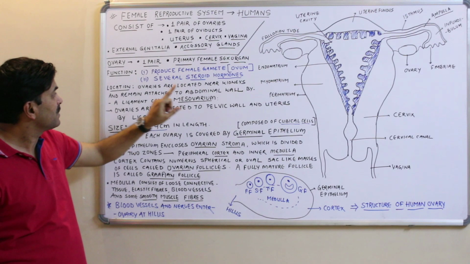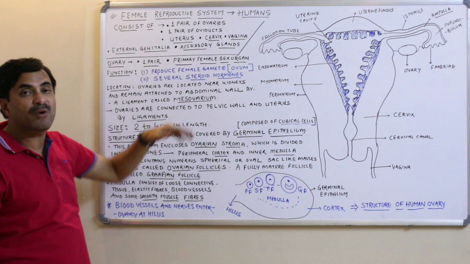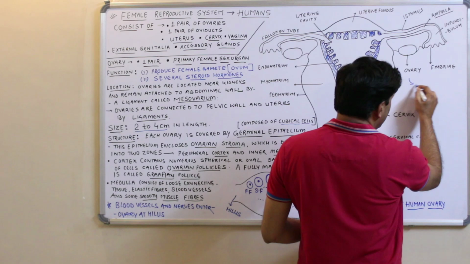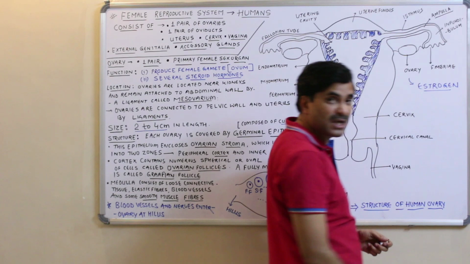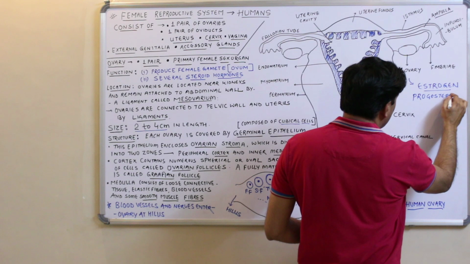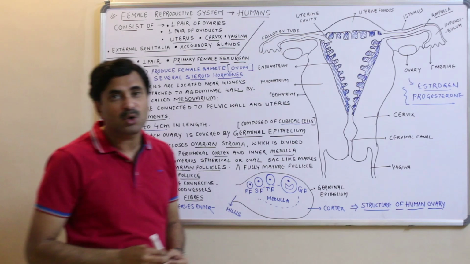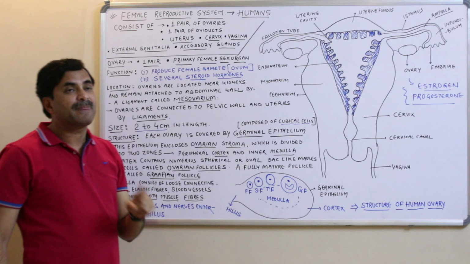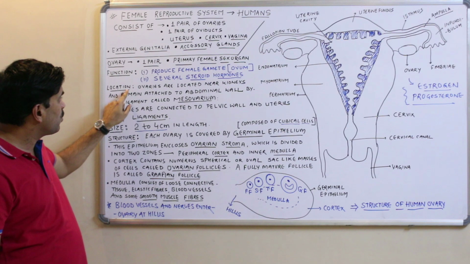And the second one is that the ovary releases several steroid hormones, such as the estrogen hormone, which is very important, and another hormone known as the progesterone hormone. These are the two important hormones which are steroid in nature and are released by the ovary. Both are very important. Later on we'll be discussing the role of the estrogen and the role of the progesterone.